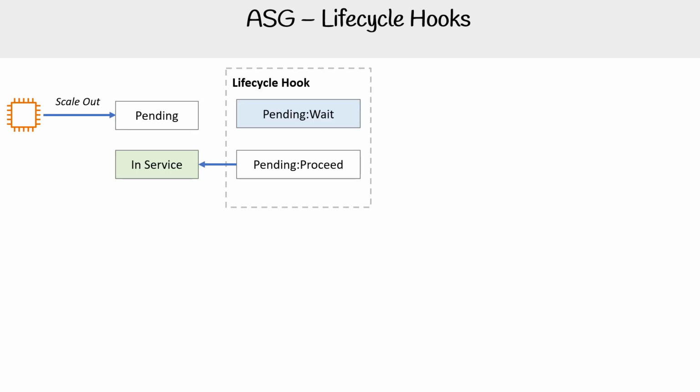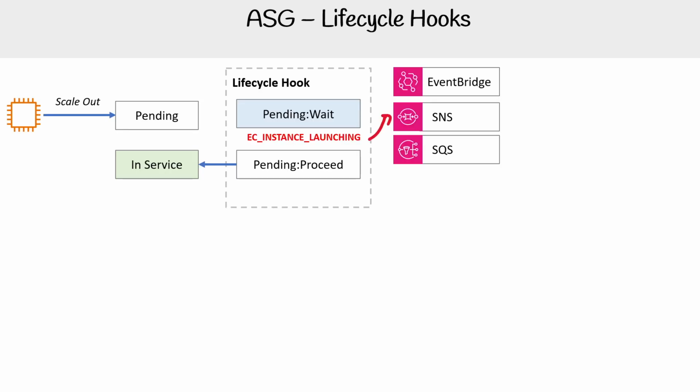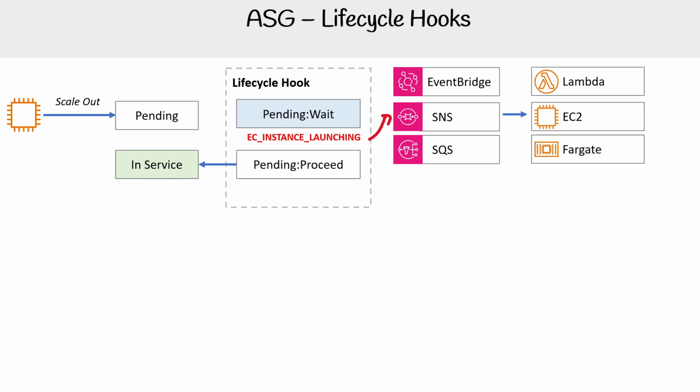Let's just take a look at this in more detail to fully understand how it works. So we just have an example of scaling out, so adding an instance, and we have our hook. Our hook is going to go out to something like EventBridge, SNS, or SQS. And then from there, they're going to call some type of compute. It could even be the same compute that we're using to launch the instance, but you probably would want to keep them separate if you can.